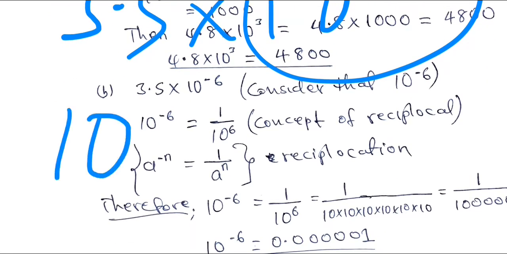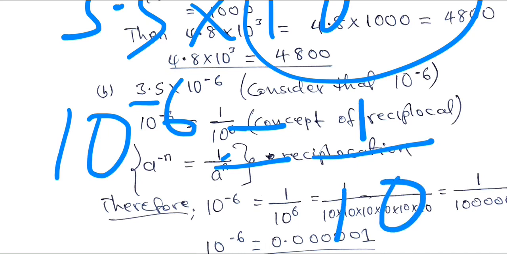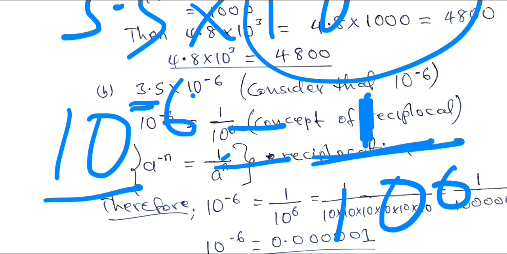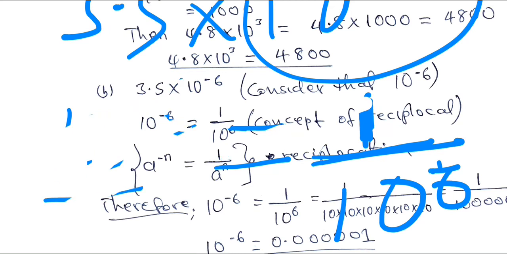This 10 exponent -6 will be equal to 1 over 10 exponent 6, according to the reciprocal rule. If you have a certain number with a negative exponent, that number will be equal to 1 over that number with a positive exponent. So put it in your brain. Let me repeat something here. I know some students didn't understand it well.